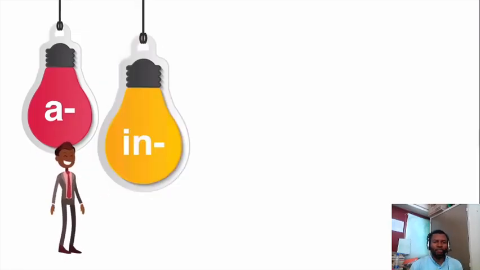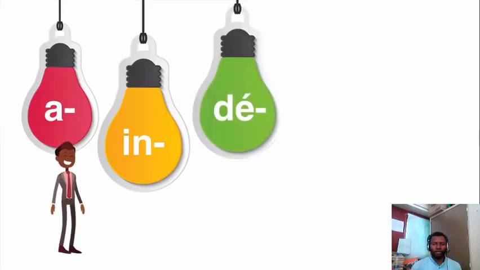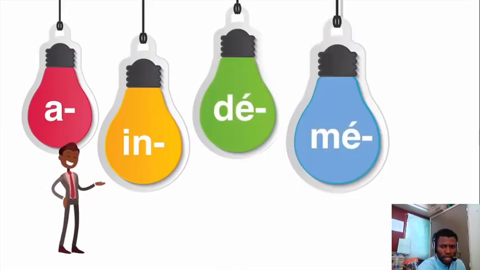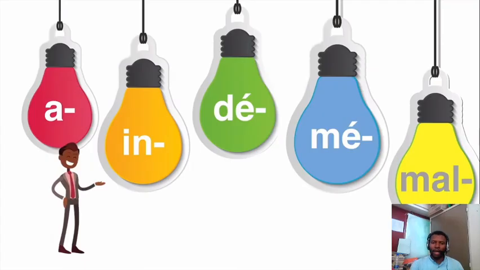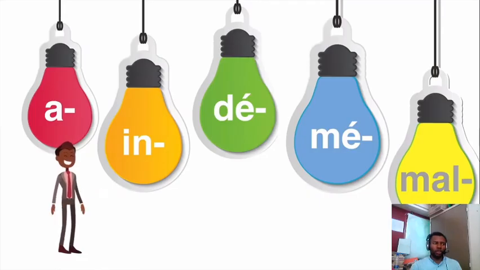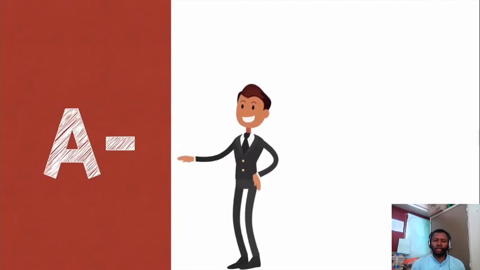All right. So there are many prefixes, as I said. For example, there is a, there is also in, what we say un, there is also de, there is also mé, as well as mal. Okay? A, un, de, mé, mal. Those are the prefixes. Now, number one, we're going to start with a. The prefix a.